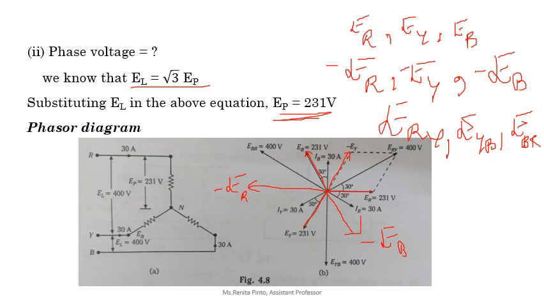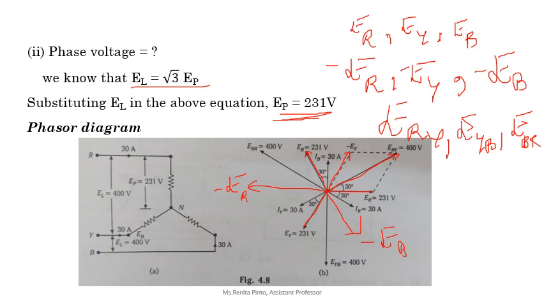Third step is to draw ERY, EYB and EBR. Now you already know ERY is nothing but ER minus EY. So it comes between ER and minus EY. This is what we have drawn, ERY. Similarly EYB, which comes between EY and minus EB. So you can see here EYB. Next is EBR, which comes between EB and minus ER. So you can see it here.